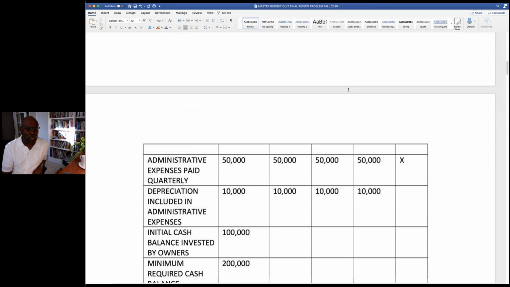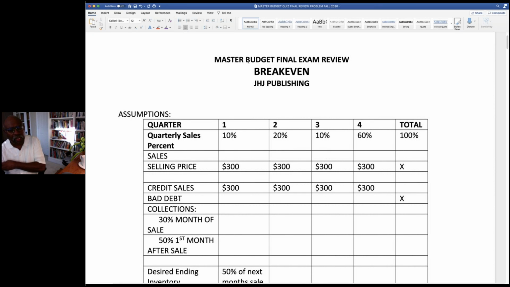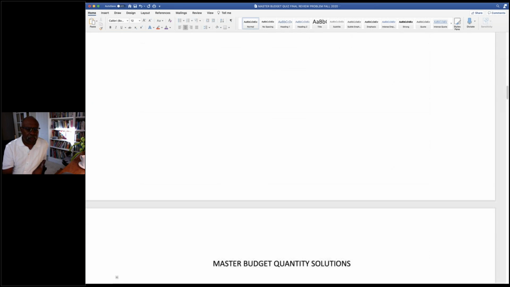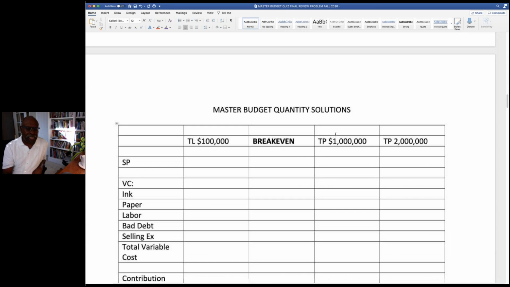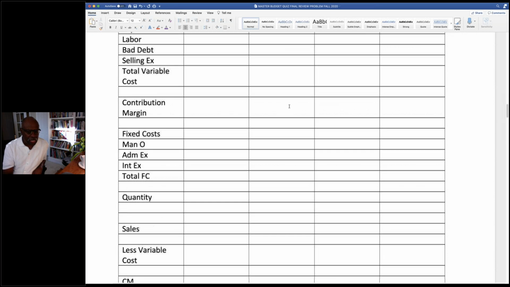Okay, we're looking at a final exam review problem. And we've talked about the assumptions. The first thing that you were asked to do was to come over here and, using the break-even year, calculate your break-even quantity. We do the others later. And so what I want to do is know what my quantity is. So Sabu, what is your quantity?